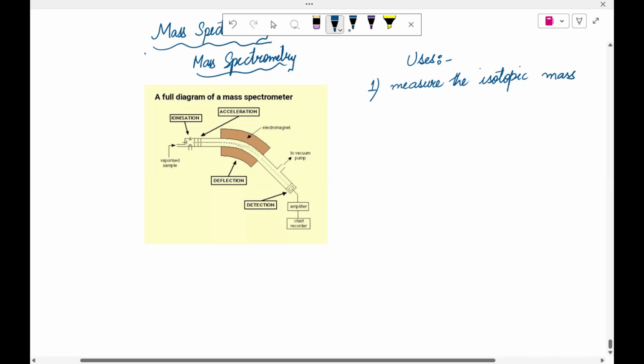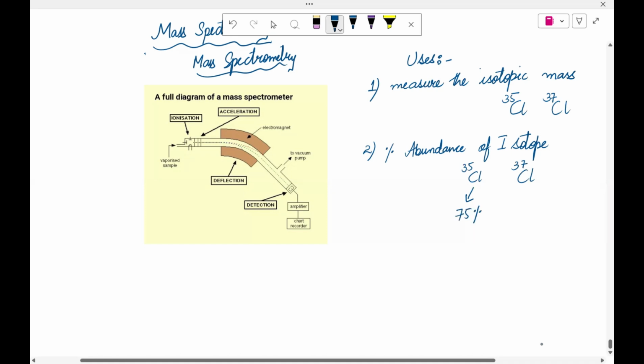For example, if we have chlorine, we know one chlorine isotope has a mass of 35 and the other has a mass of 37. Second, it is also used to measure the percentage abundance of isotopes. For example, the existence of chlorine 35 is basically 75%, and that of chlorine 37 is basically 25%.